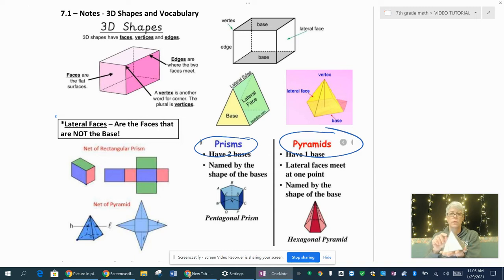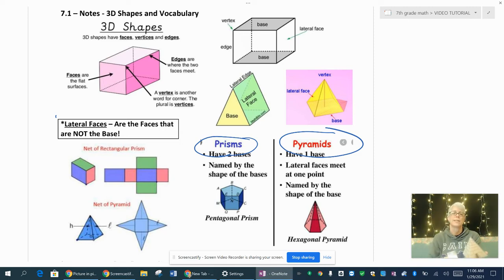This is a pyramid, but not only is it a pyramid, it's a square pyramid. Okay, so let's look at vertices. 1, 2, 3, 4, 5. Let's look at the edges. 1, 2, 3, 4, and then down here, 5, 6, 7, 8. So vertices, edges, bases, faces, prism, and pyramid. Prism has 2 bases, pyramid has 1 base. I'm going to say it again. Prisms have 2 bases.